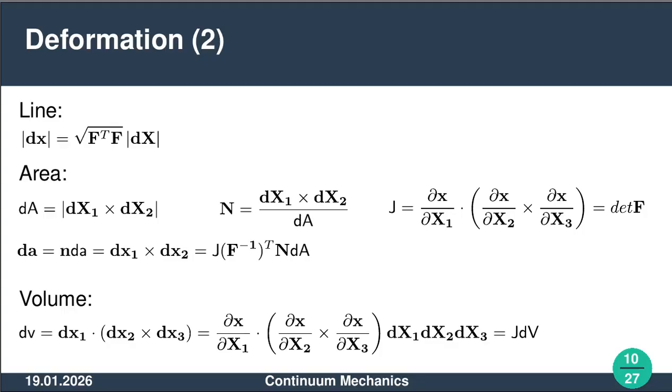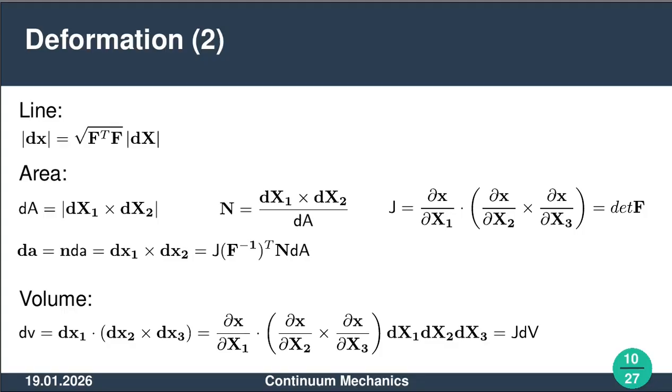Using these equations that we learned until now, starting specifically with a cuboid, we can write the general deformation of a volume as spatial dV equal J times material dV. So dx1, dx2, dx3 is obviously a volume, and we find again the Jacobian.